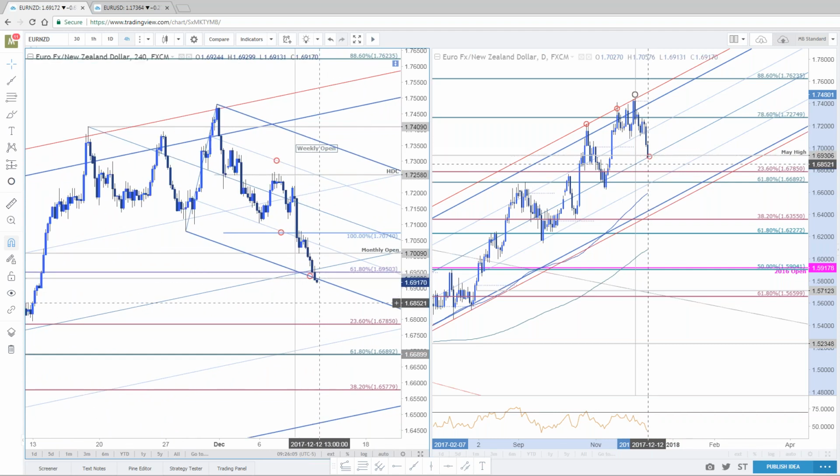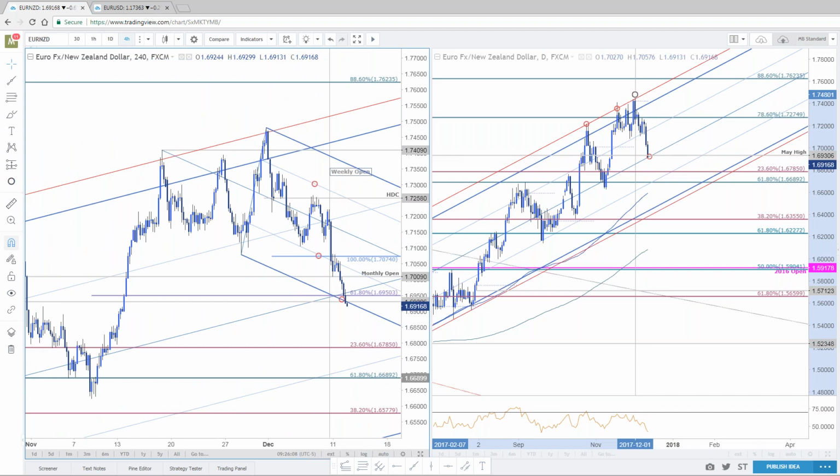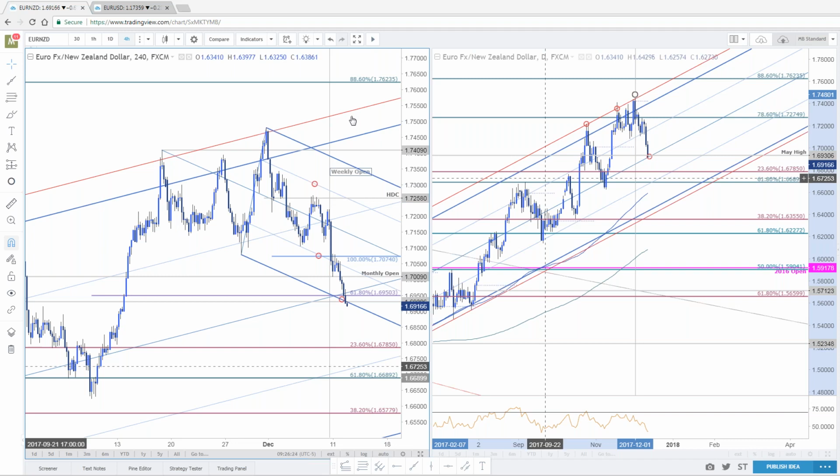But this is pretty big here. Yep, you got it. Cheers, D. Hope that helps. Okay, that is Euro Kiwi. Next up on tap was Pooja's request on CAD Yen. Let's take a look at CAD Yen.